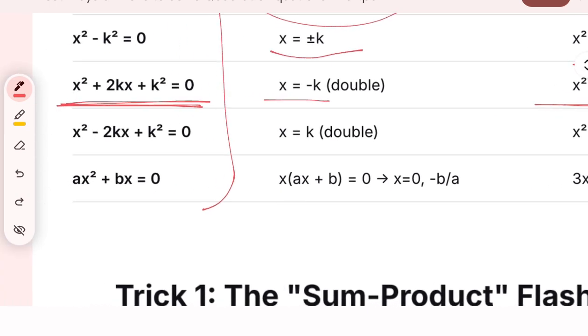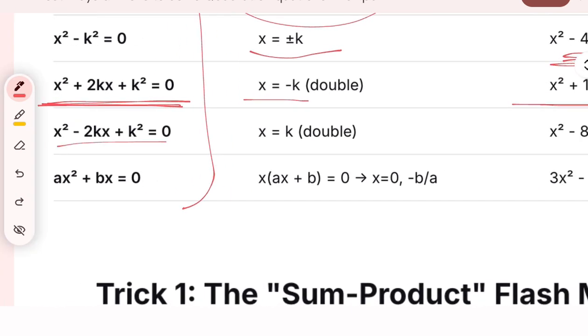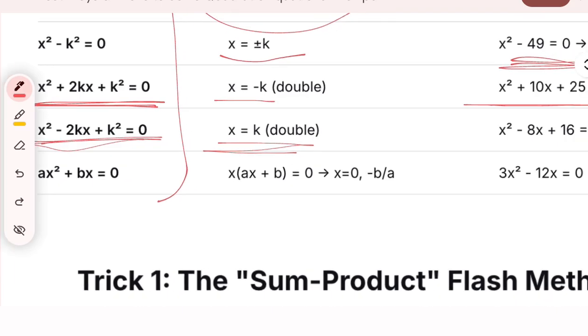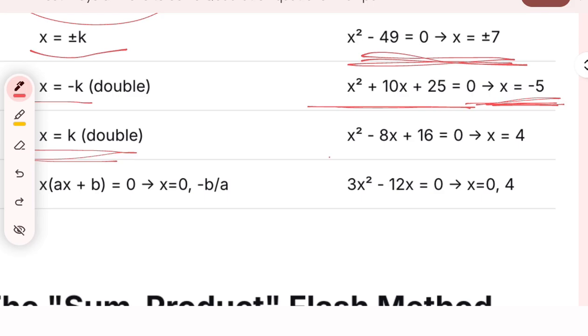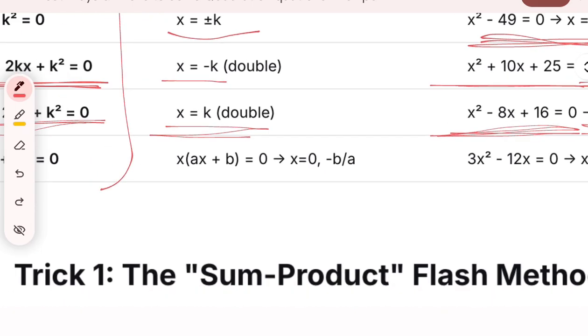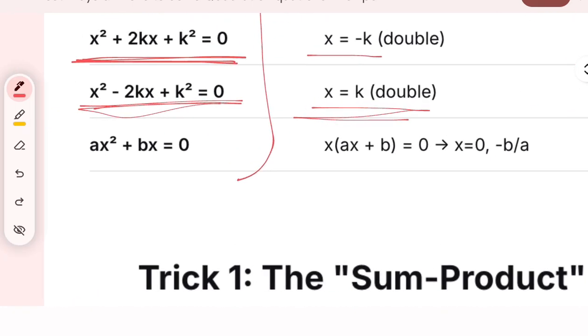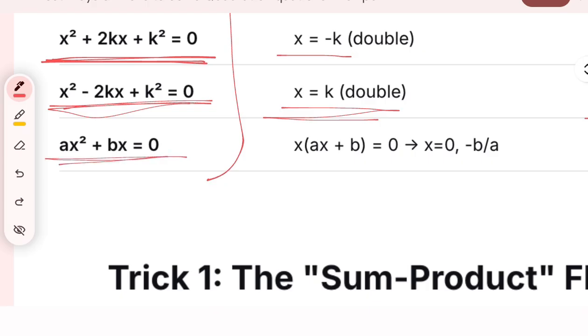And if you have something like this, where the pattern looks like this, then x would be equal to k. It's also a double root. An example for that is like this, and the root is x equal to 4. It's a double root.